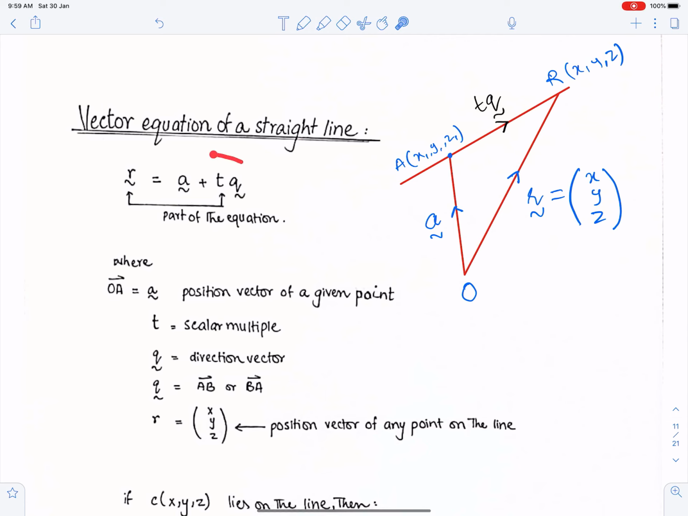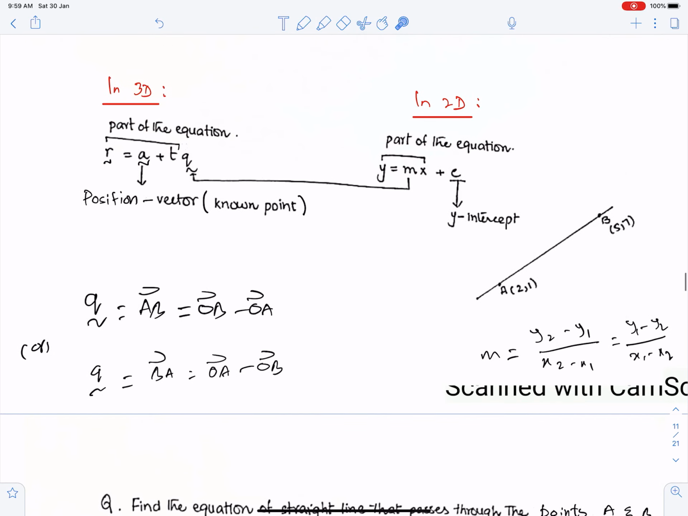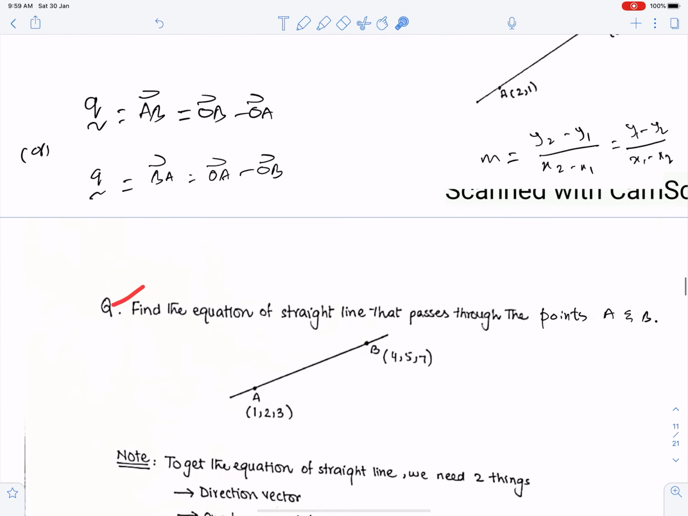Vector equation of a straight line. This is the vector equation of a straight line. I discussed this equation after discussing this comparison and this example.